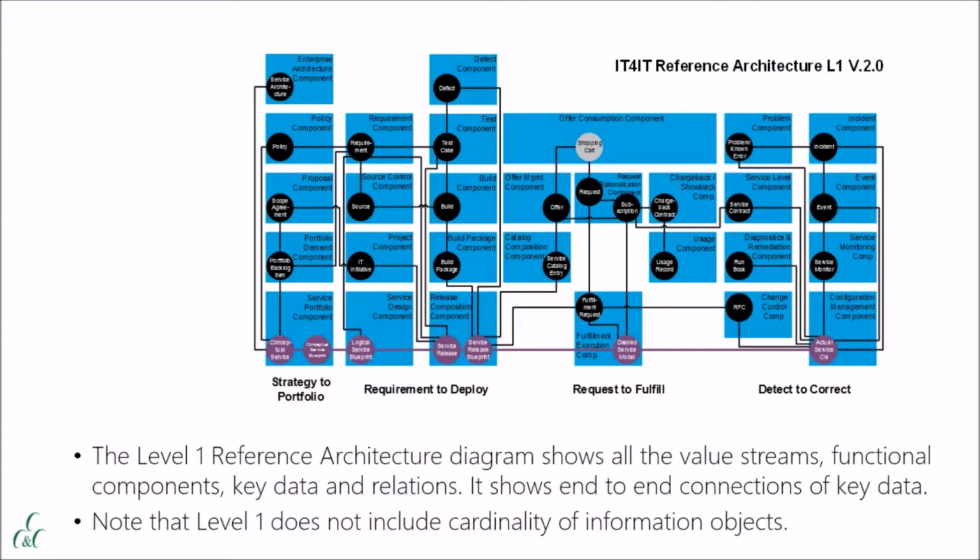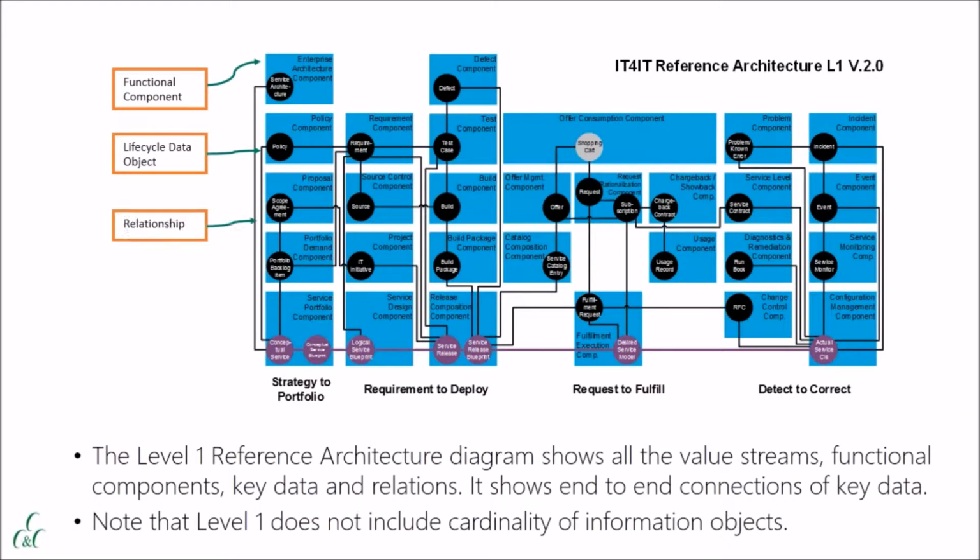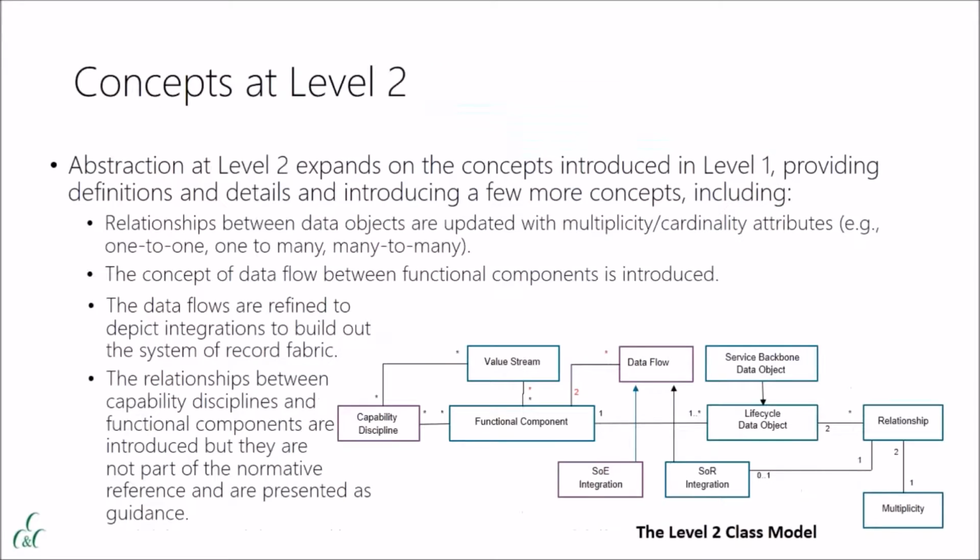Level 1, as I said, does not include cardinality. It does include names, functional components, lifecycle data objects, the relationships, and the service model backbone. This is a very powerful picture. Level 2, we see cardinality. In level 2, there's some definition of a minimal amount of attributes for each of the data objects, but not very much, to be fair.